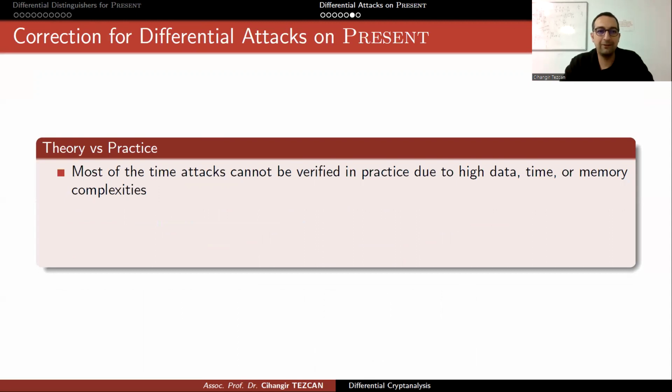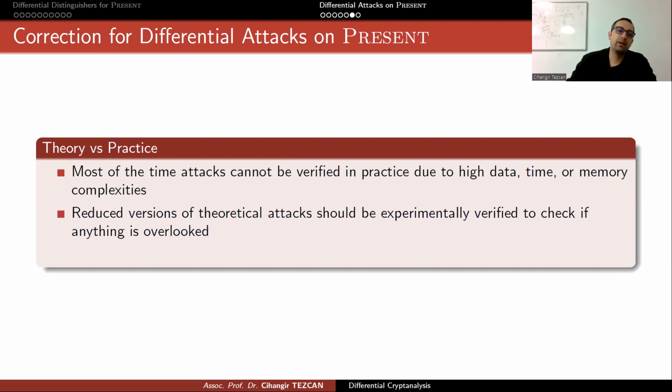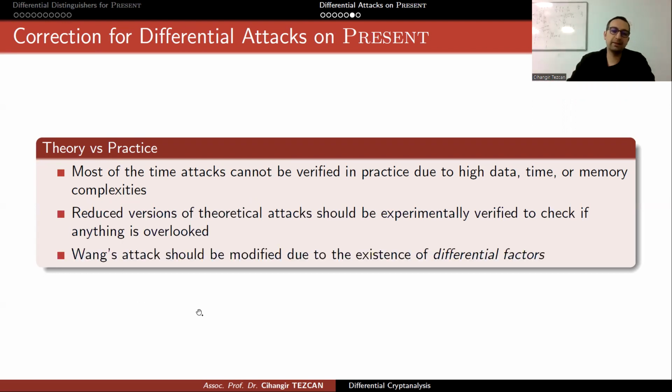This is the main difference because we say that in theory, theory and practice are the same, but in practice, theory and practice are never the same, right? So most of the time, attacks cannot be verified in practice due to high data, time or memory complexities. Reduced versions of theoretical attacks should be experimentally verified to check if anything is overlooked. And just by chance, I did many experiments in my papers and I observed many errors. Again, just by chance. Wang's attack should be modified due to the existence of differential factors.